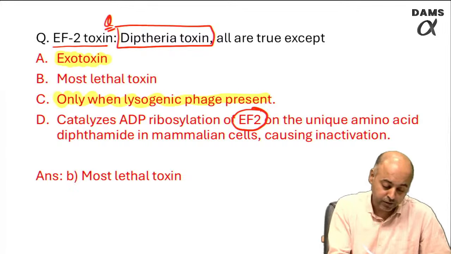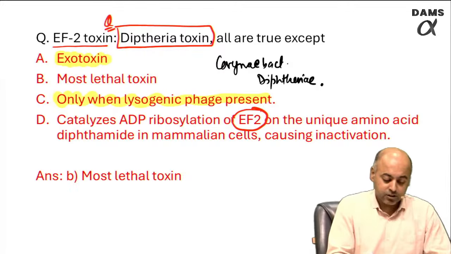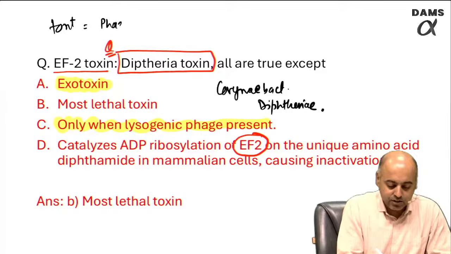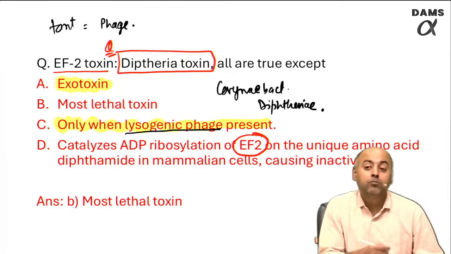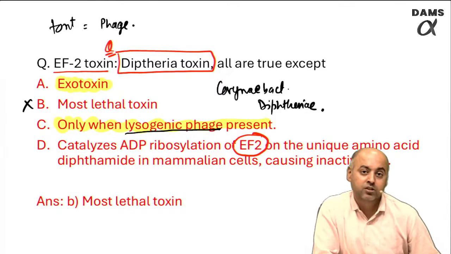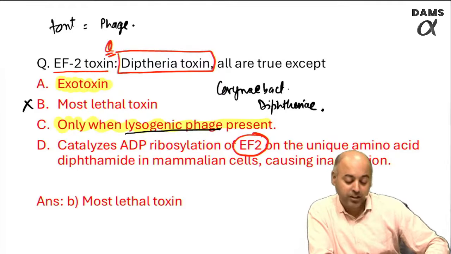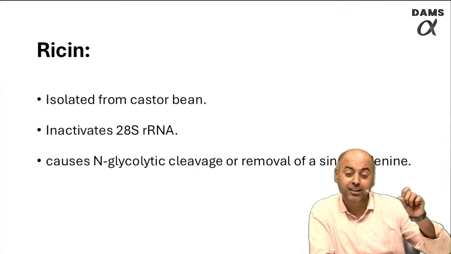The bacterium involved here is Corynebacterium diphtheriae, right? So the tox gene is present on the phage. It is a gene of the phage, not of the bacteria. So you must have the lysogenic phage before the toxin can be produced. However, it is not the most lethal toxin. The most lethal toxin in terms of chemical agent goes to what is known as ricin. Fatal in milligrams, obtained from castor bean.